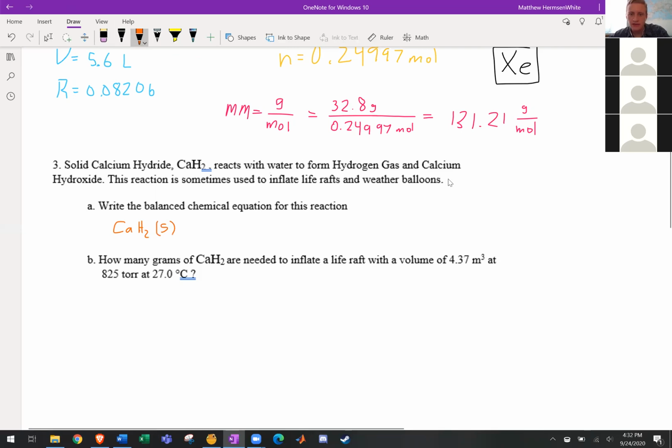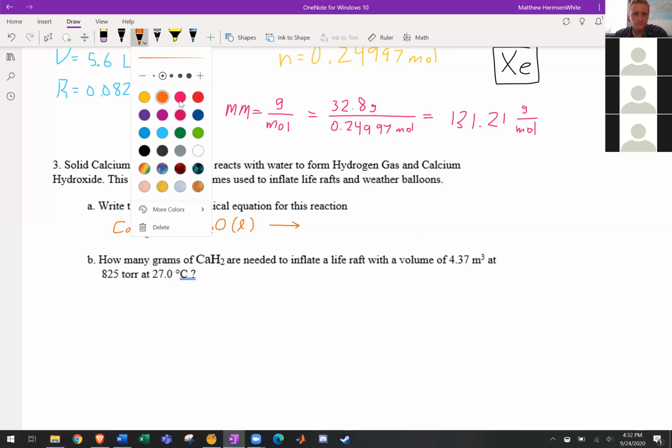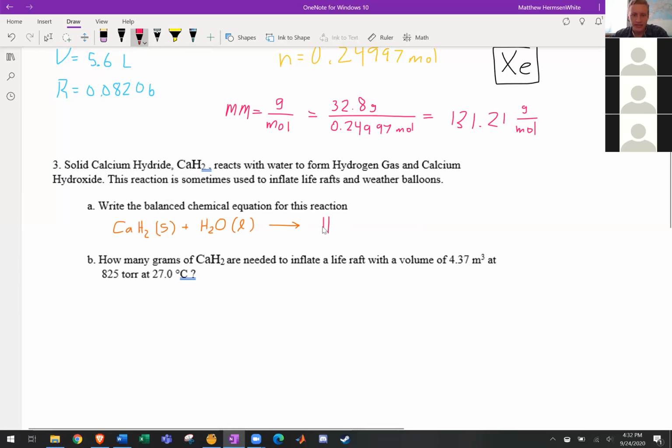This reacts to form, wait, what is it reacting with? Oh, with water, yeah. What am I thinking? Plus H2O. It's going to be liquid. And we're going to form hydrogen gas, which is H2 gas, and calcium hydroxide, so Ca(OH)2. And this is going to be aqueous since we're reacting it with water.